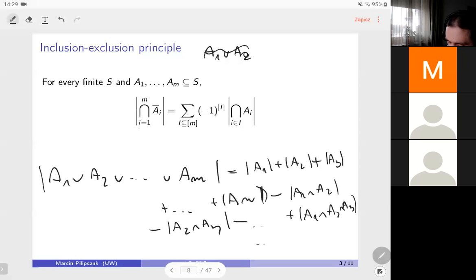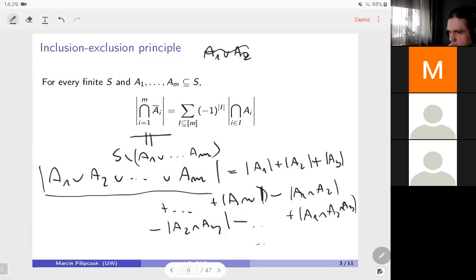So what I wrote here is that instead of looking at the union of all these sets, I'm looking at the intersection of the complements. This is S minus the union of the sets. S is the universe here. To distinguish it from the universe on the previous slide in set cover, here the universe is called S. And if I'm looking at the complement of the union of all the sets, I need to take everything and subtract.